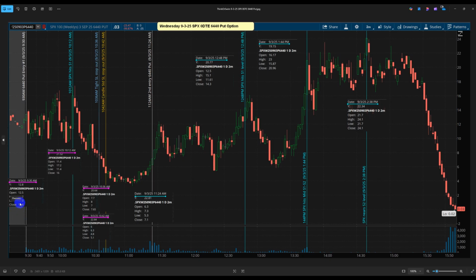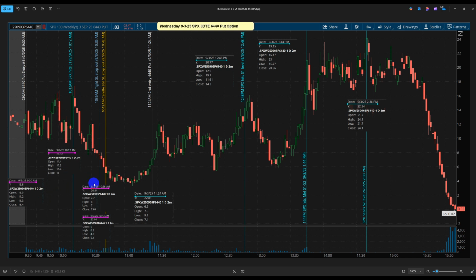So buying on the close here of the 9:30 a.m. 2-minute candle for the 6440 put at $13.40 per contract. Here we have the move where it hits S1 level. So at this point at 10:12 a.m. the close was $16. So at this point you had a $260 profit.